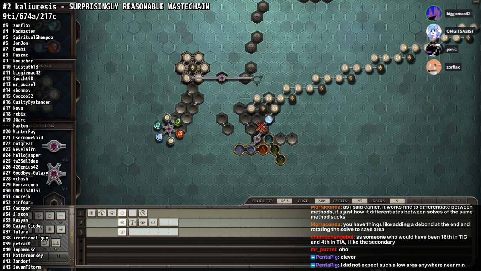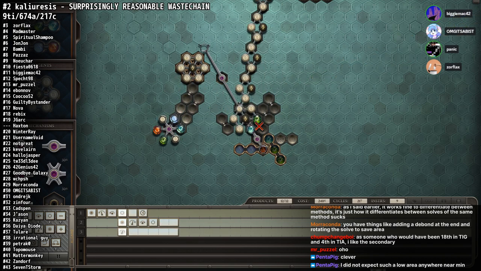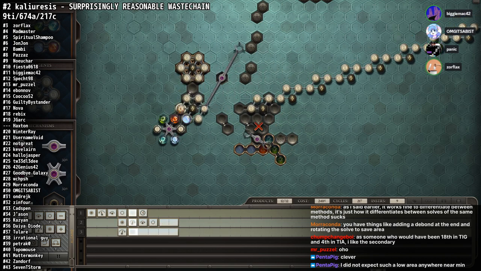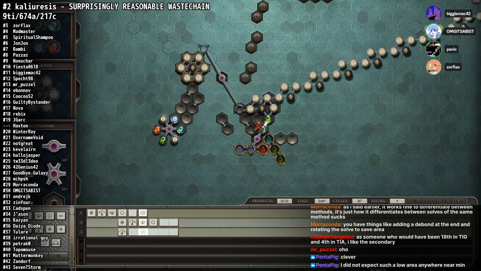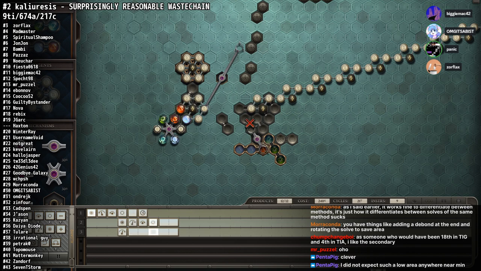Pentapig calling this surprisingly low area in chat means Pentapig has a primary drop. Oh no! Spoilers. But yeah, let me read the note for this one.